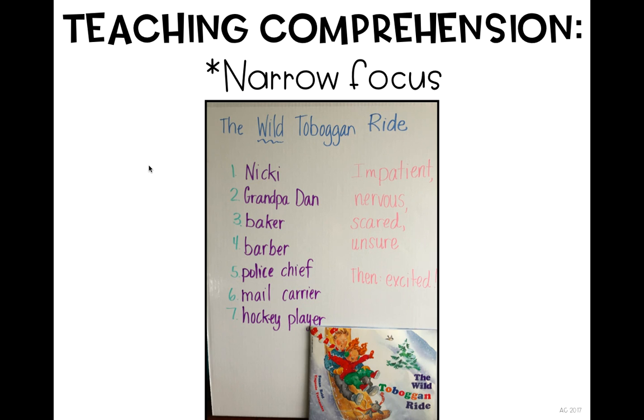The next idea is just narrowing your focus. So this is the story, The Wild Toboggan Ride, which is one of my most favorite stories to read in the wintertime. And there are so many different characters in the story. So when I'm reading this one, my narrowed focus for comprehension would be characters.